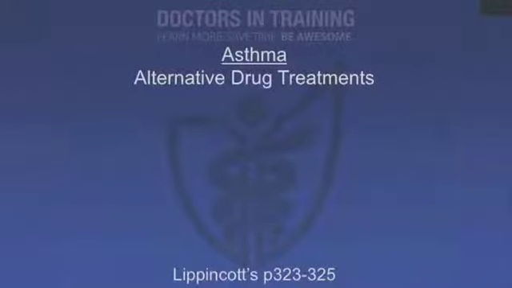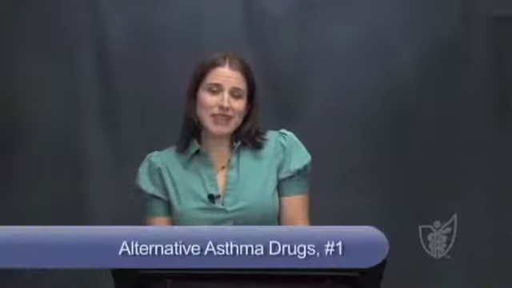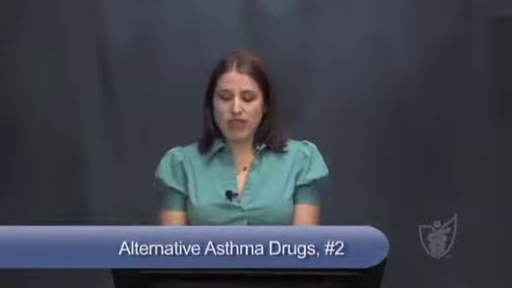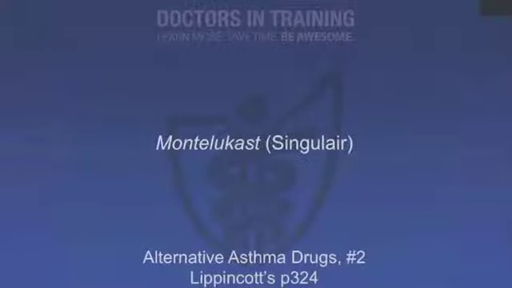Let's pick back up with our lecturer. Now we move on to some other medications. The first is leukotriene antagonists. And there are 3 medications that fall into this category. They have highly forgettable names and are difficult to pronounce, but they are montelukast, zafirlukast, and zileuton. And the most common that you'll see in clinical practice is definitely montelukast, or Singulair.